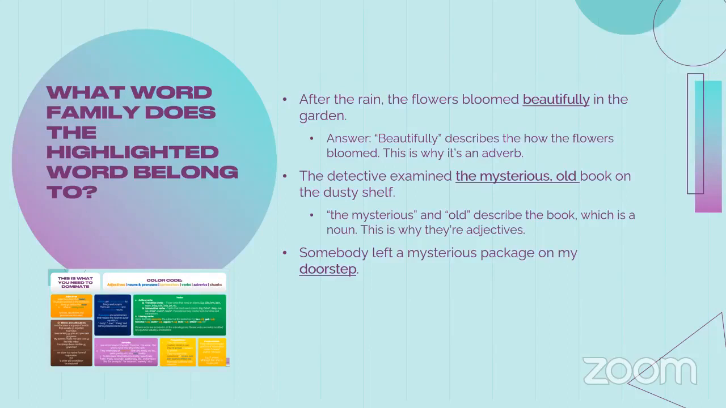Then I don't know. Somebody left a mysterious package on my doorstep. Then we have that on is a preposition. On my doorstep is another phrase. So no, come on.